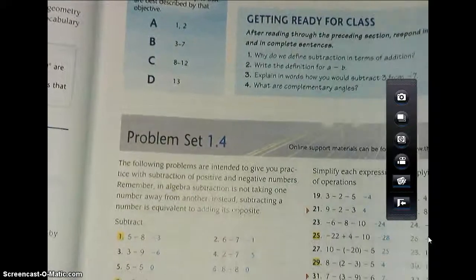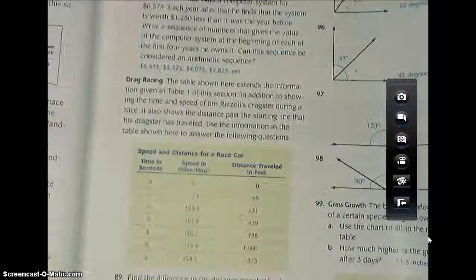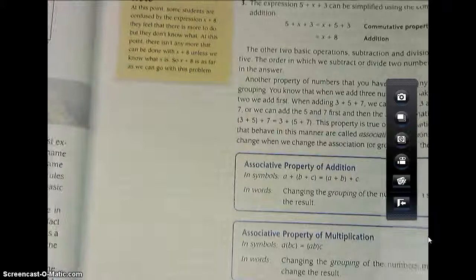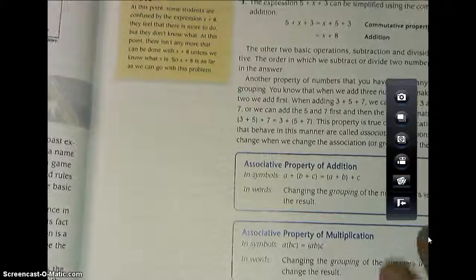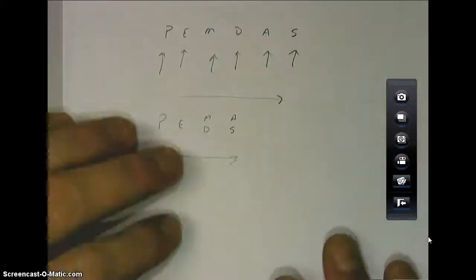And the problems in the book for 1.3 and 1.4 are basically just addition, subtraction problems, no big issue. And I'm going to stop there because the next section has a lot of properties in it that we'll need to spend a little bit more time on.